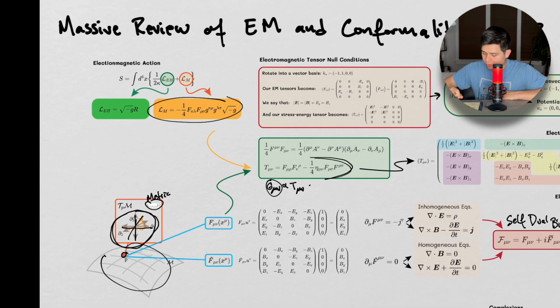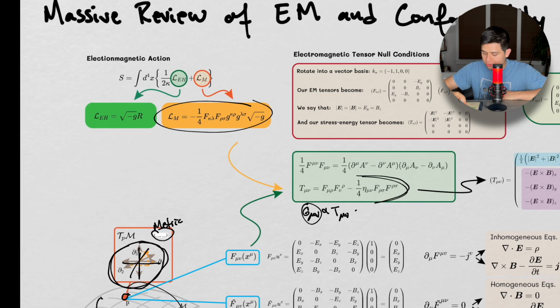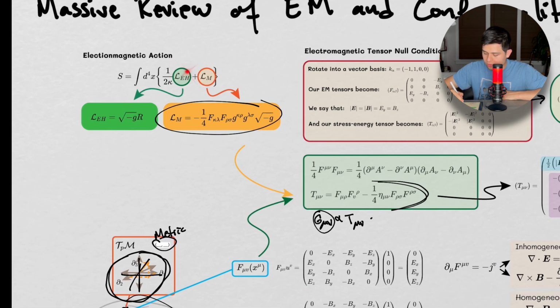All right, going up here, we now want to look at an action principle. We proposed that we had the Einstein-Hilbert action. The Einstein-Hilbert action looked like this, and this gives rise to Einstein's field equations, Einstein's equations of motion.